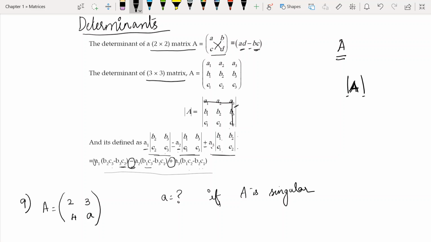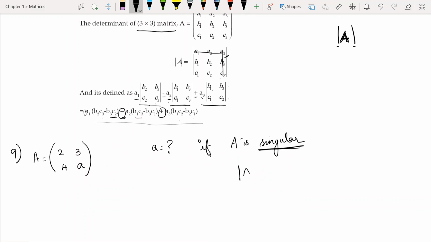What is the impact of the singular matrix? Singular matrix means determinant of A is equal to 0. So what is the determinant? 2A minus 3 fours are 12. This is the value of the determinant for a 2 by 2 matrix: this into this minus 3 into 4. This is equal to 0.